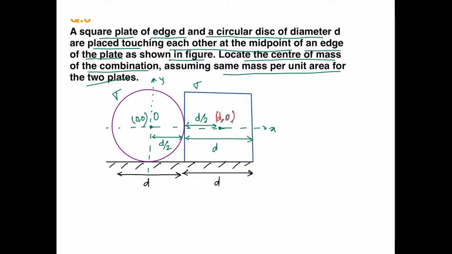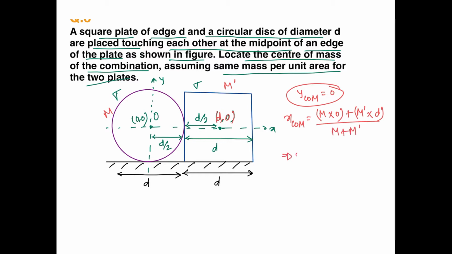The y coordinate of the center of mass will be 0. For the x coordinate, let the mass of the circular plate be m and the mass of the square plate be m dash. So it will be m into 0 plus m dash into D, the x coordinate of the center of the square plate, upon m plus m dash. So x coordinate of center of mass equals m dash into D upon m plus m dash.